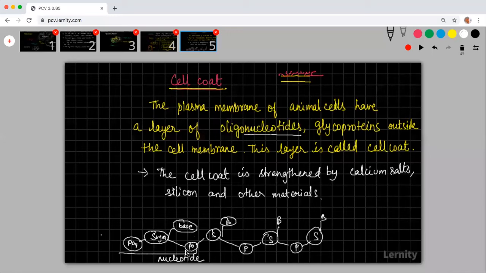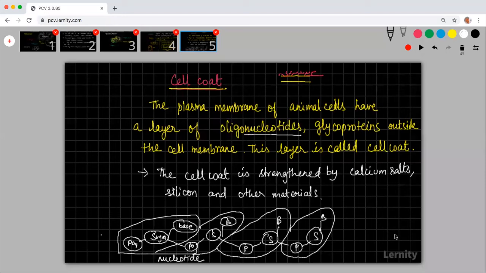This is one nucleotide. This component is one nucleotide. So this is the next nucleotide. This is the next nucleotide. This is the next nucleotide. Like this, nucleotides are attached together. That part is what we call an oligonucleotide.